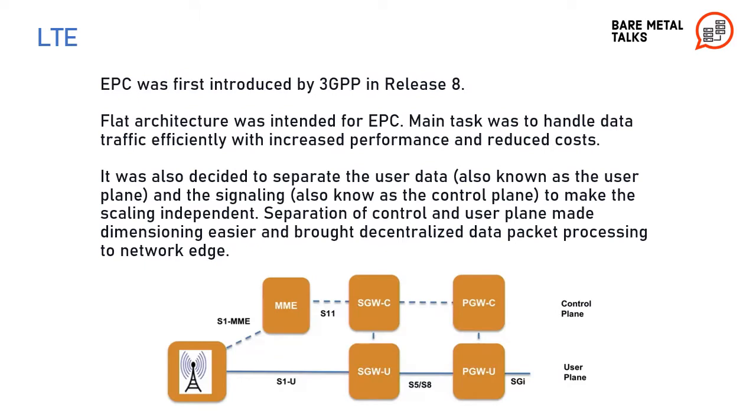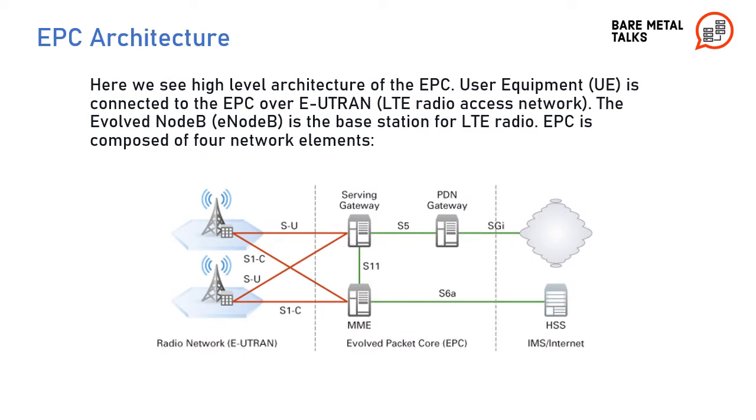A flat architecture was intended for EPC. The main task was to handle data traffic efficiently with increased performance and reduced costs. It was also decided to separate the user data and signaling to make the scaling independent. Separation of control and user plane made dimensioning easier and brought centralized data packet processing to the network edge. Separation of control and user plane was introduced with LTE. 5G took it further. This concept is a very important milestone. It made it possible for the telco world to embrace cloud technologies with decentralization and horizontal scaling capabilities.